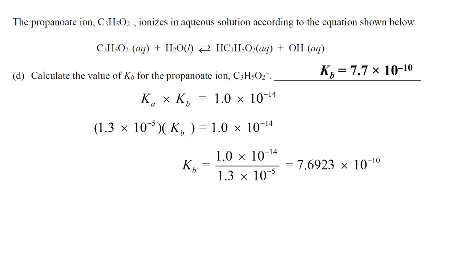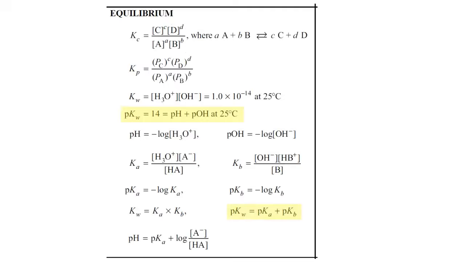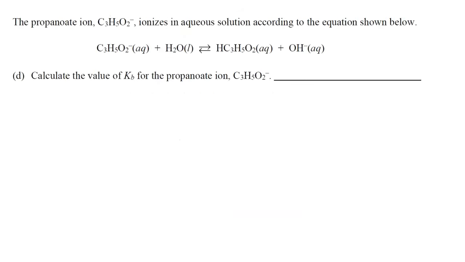But as I said, I'm going to show you two different methods to get this answer. So now let's go back to the AP Chemistry equation sheet. And this time, I'm going to focus on this equation, which says pKw is equal to the sum of pKa plus pKb. And the pKw is equal to 14. Let's start with this equation. pKa plus pKb is equal to 14.